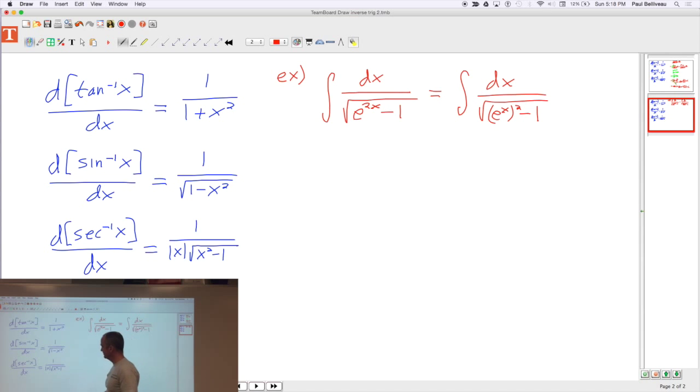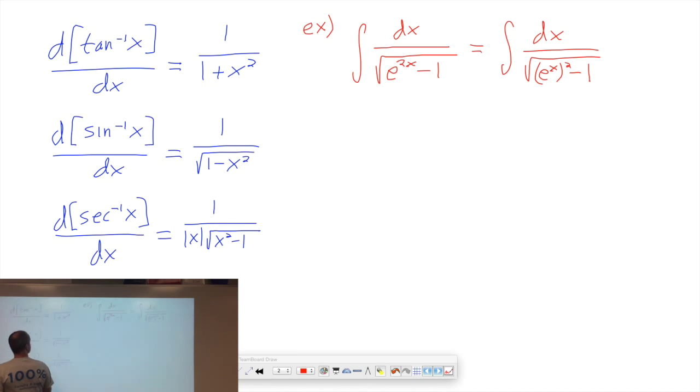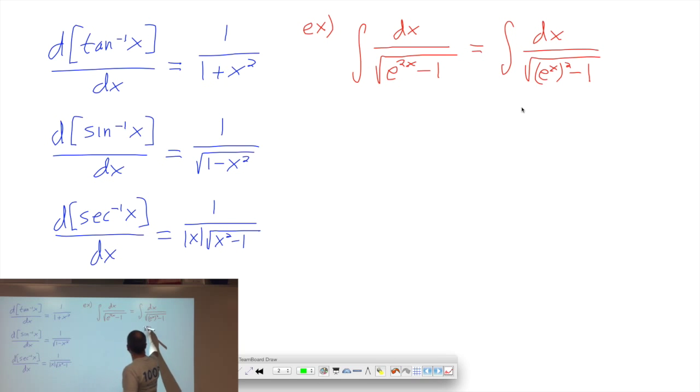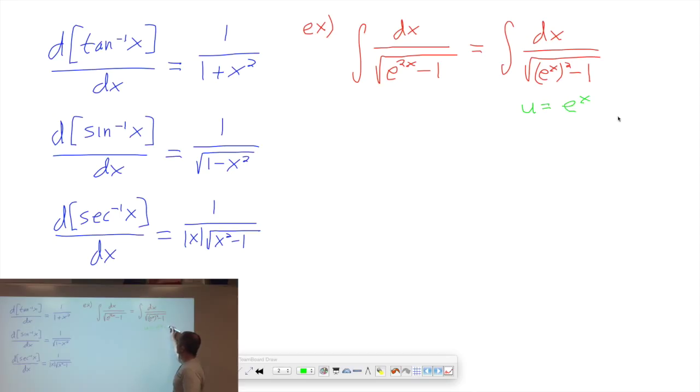Because for this one, we have a problem. Remember, my innermost function u in this case will not be e to the 2x minus 1. It's not everything under the radical in the case of integrating to try and get back to an inverse trigonometric function. U, your inside function, will be whatever's being squared under the radical. So that would just be e to the x.